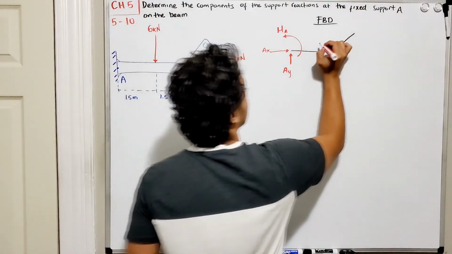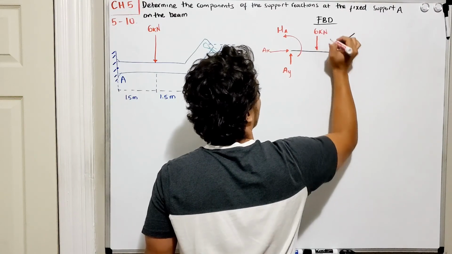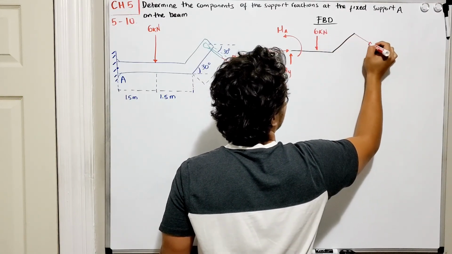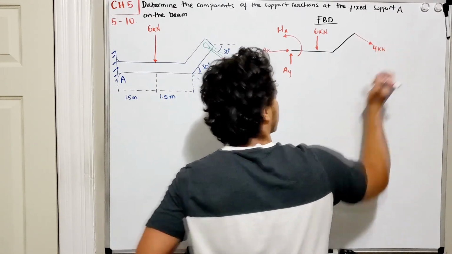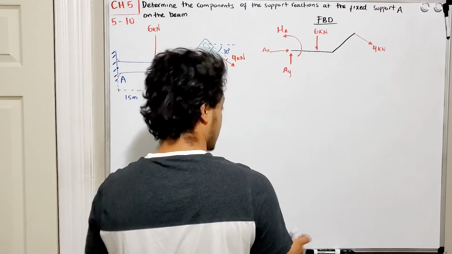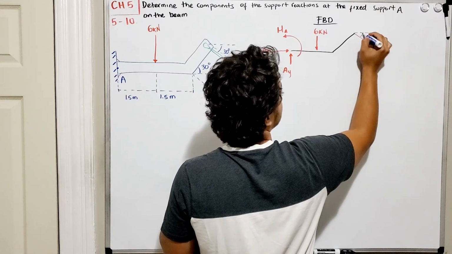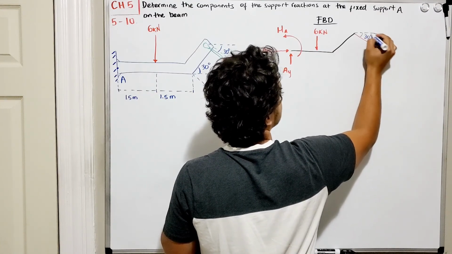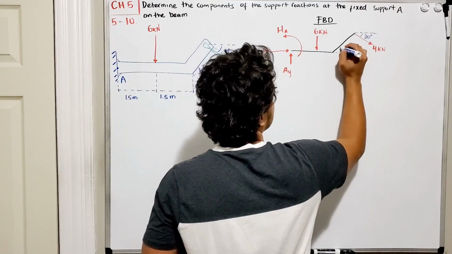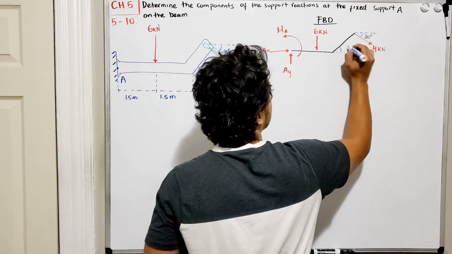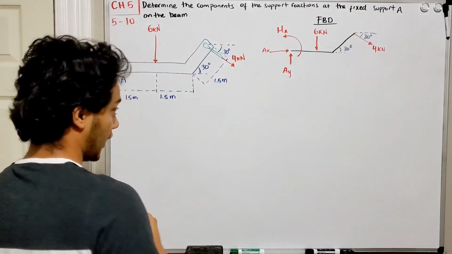Now, we still have our 6 kilonewtons over here, and we have our 4 kilonewtons over here, okay? We know that this force is 30 degrees with respect to the x-axis, okay? And that this part of the beam is also 30 degrees with respect to the x-axis, okay?